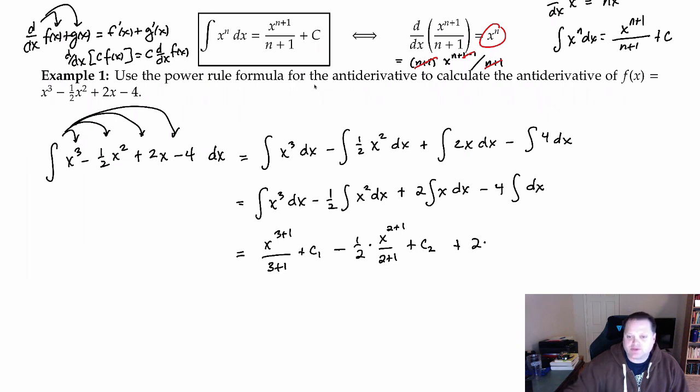plus 2 times, okay, here we're looking at the antiderivative of x. This is technically x to the 1 power. And so x to the 1, n would be 1. This would be x to the 1 plus 1 over 1 plus 1 plus, it has its own constant, we'll call that c3. And then finally, we've got minus 4 times, here you have the integral of the dx, right? So the dx is called the differential. So the antiderivative of the differential, those cancel each other out and it leaves just x as the variable. This integral operator cancels with the d operator, leaving just x.